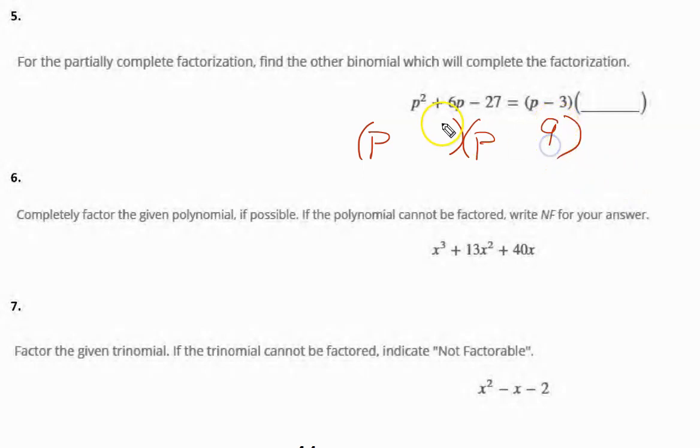Well, let's say a 9 and a 3 give me 27. Now I need a positive from my middle term. So I'm going to have my outers as a positive 9p, my inners as a negative 3p. When I FOIL, it ends up being our middle term a positive 6p. And when I do my last term, I get a negative 27. So this checks.